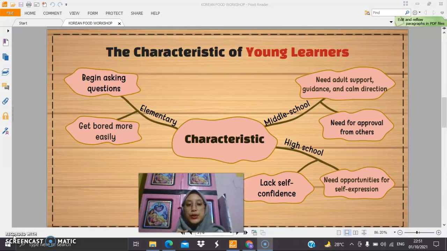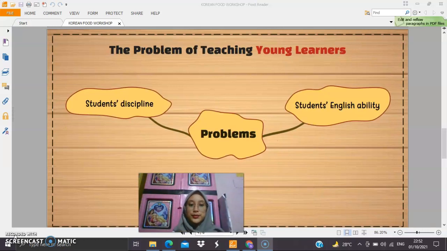Then I would like to return to the third discussion. It's about the problem of teaching young learners. The first problem is students' discipline. They are easier to get distracted.